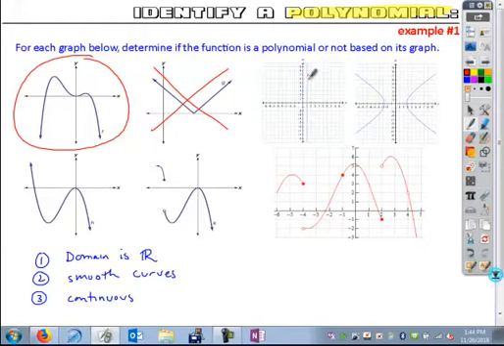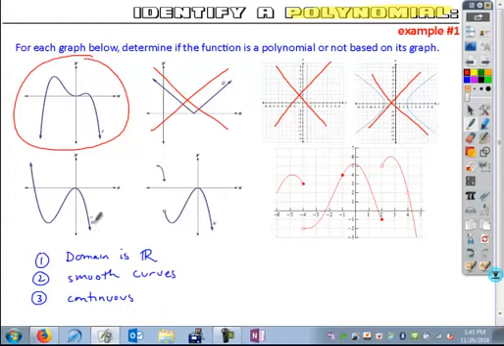What about this? This has a limited domain, right? And in fact, it's not even a function. So this one is not a polynomial. What about this? Again, it's not a function. It doesn't pass the vertical line test. It's also not continuous, or in this case, there's a break between here. The domain does not involve all real numbers, and so that one's not a polynomial.